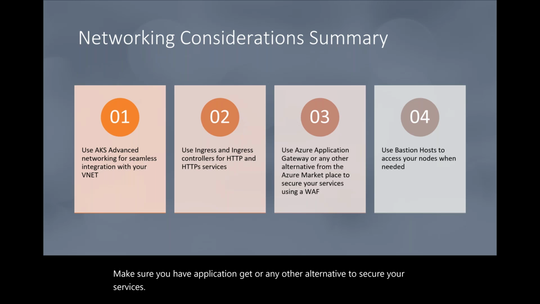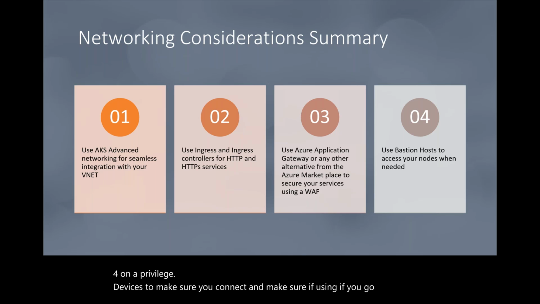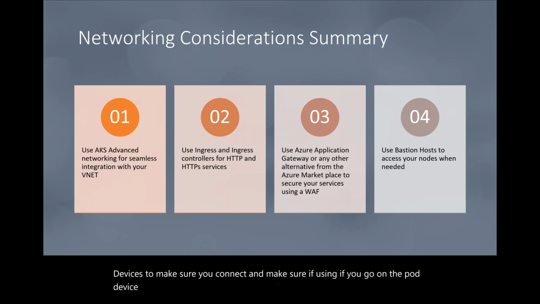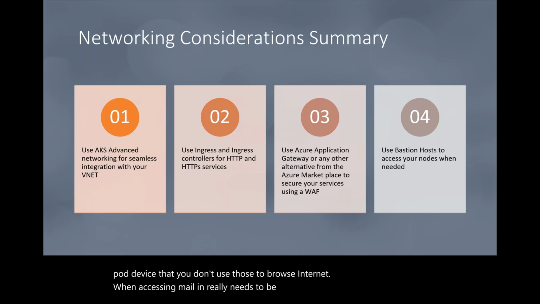Use Bastion hosts, or PAW, privileged access devices, to make sure you connect, and make sure if you go on the PAW device that you don't use those to browse the internet or to access email. It really needs to be a lockdown device, because otherwise it makes no sense.